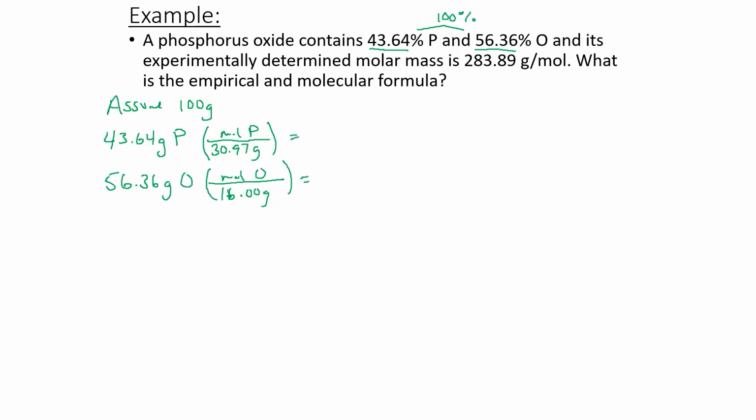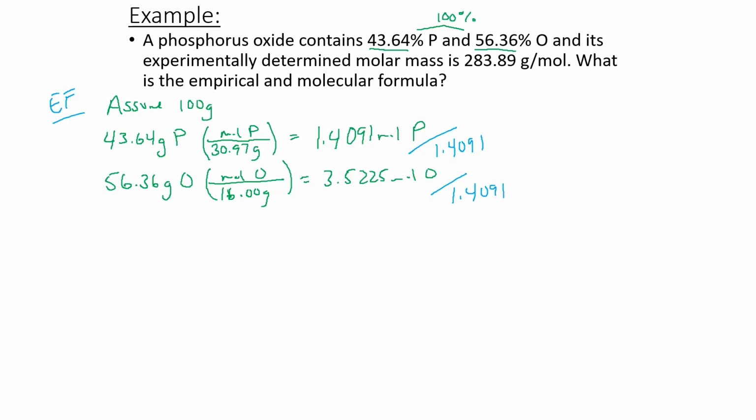We're going to take 43.64 divided by 30.97, going to give us 1.4091 moles of phosphorus. Taking our grams of oxygen, which is 56.36, and divided by 16, going to give us our 3.5225 moles of oxygen. Here, phosphorus is our smallest number of moles, so we're going to divide everybody here by the moles of phosphorus, which is 1.4091. That obviously is going to give us a 1 for phosphorus.